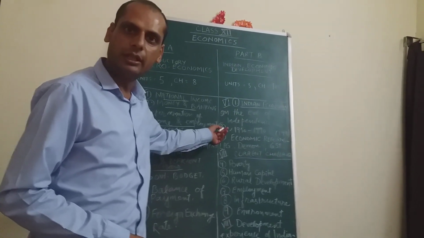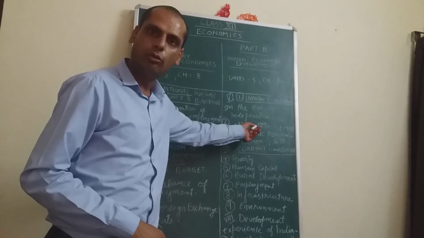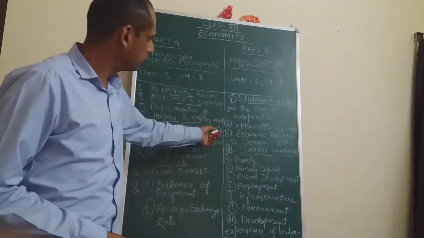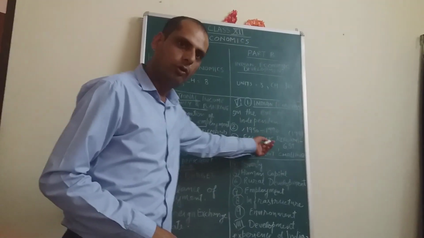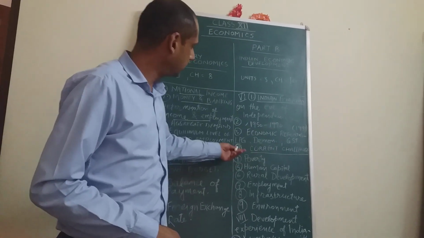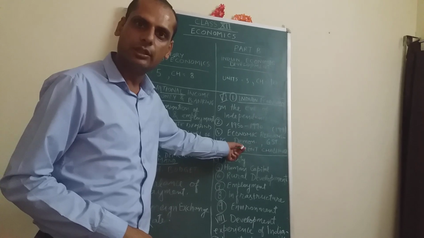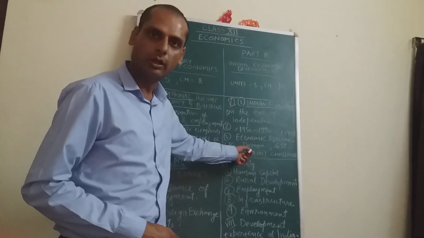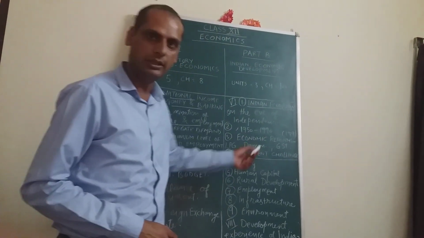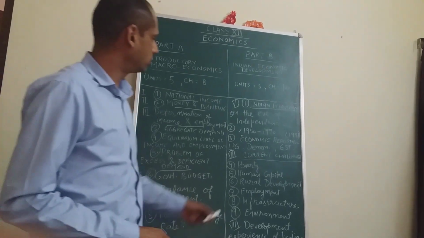The second chapter is Indian economy 1950 to 1990. Chapter 3, economic reforms since 1991, and these are the reforms: liberalization, privatization, globalization, and the recent reforms which all of us know are demonetization and goods and service tax. We'll study these reforms under this chapter.